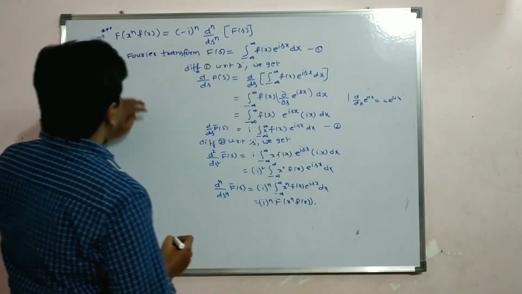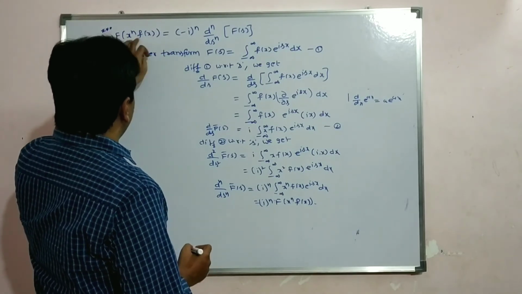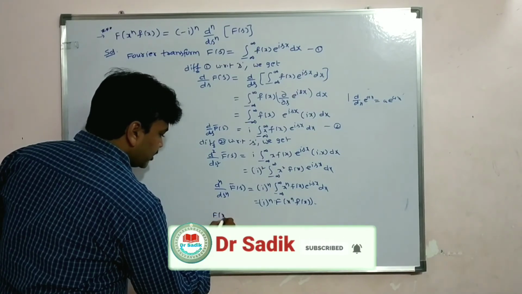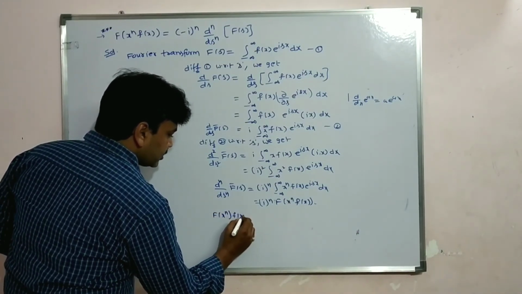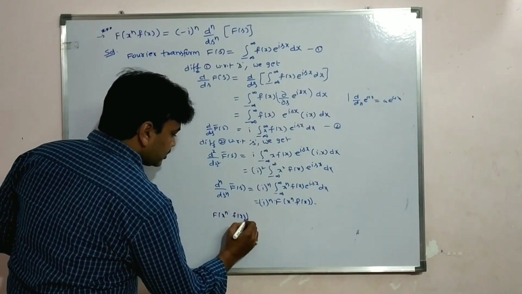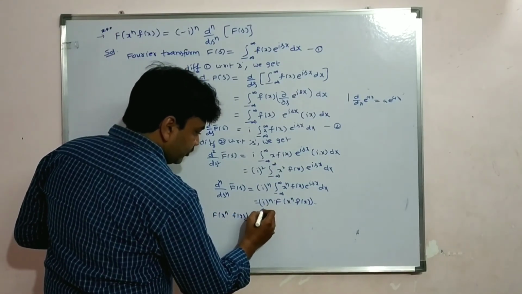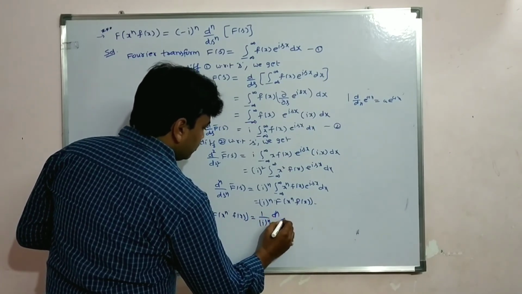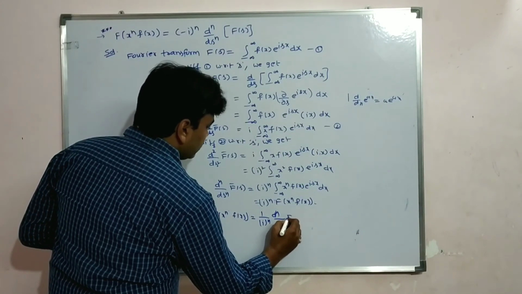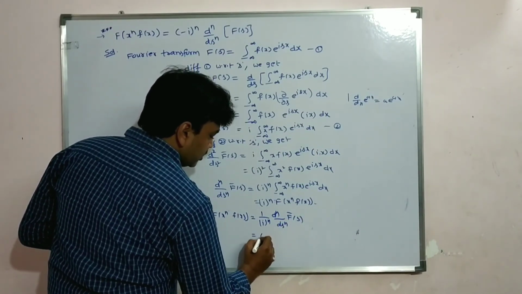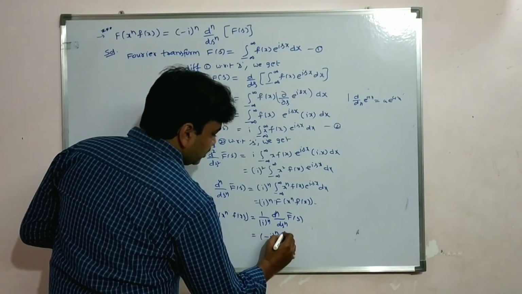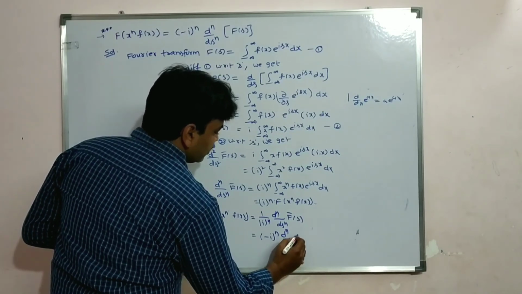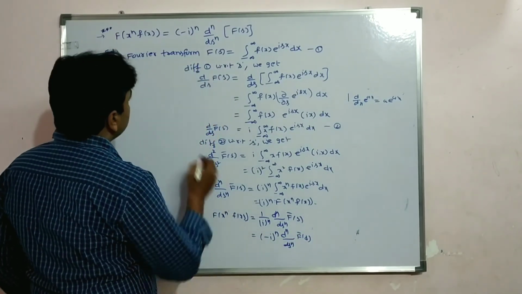Now see, students, we have here i power n times the Fourier transform of x power n f of x, that is equal to d power n by ds power n of f bar of s. So rearrange the terms here, students: the Fourier transform of x power n f of x is equal to, divide by i power n, so we get 1 by i power n times d power n by ds power n of f bar of s. So this can be written as (minus i) whole power n d power n by ds power n of f bar of s.